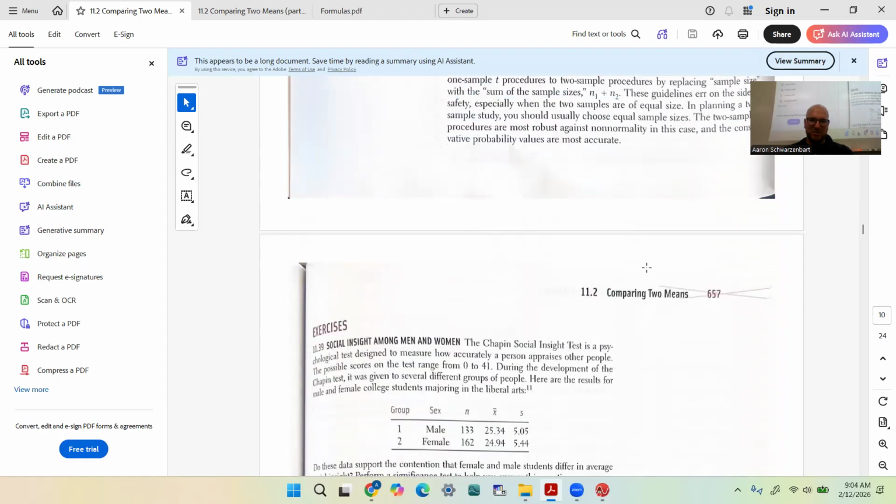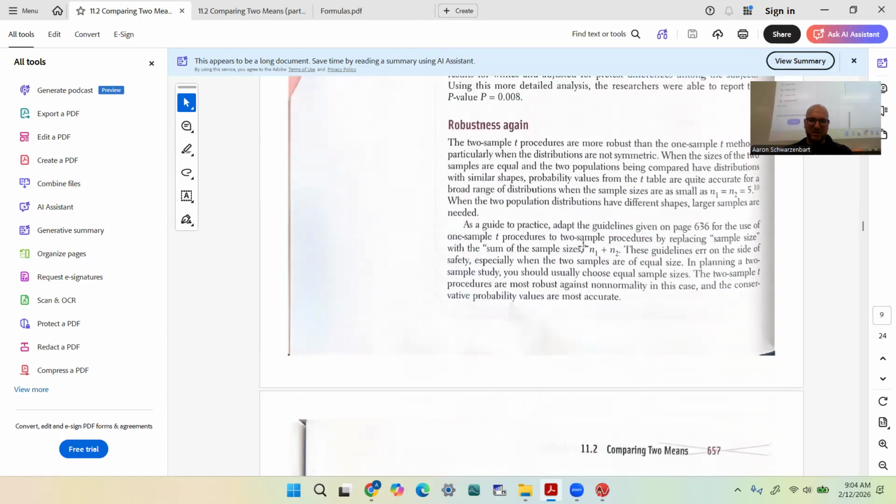Robustness, part of the great thing about the t-test is you can kind of sum the two sample sizes to get them. And remember, normality with 40 total was plenty, but 20 only needs a little bit of normality.